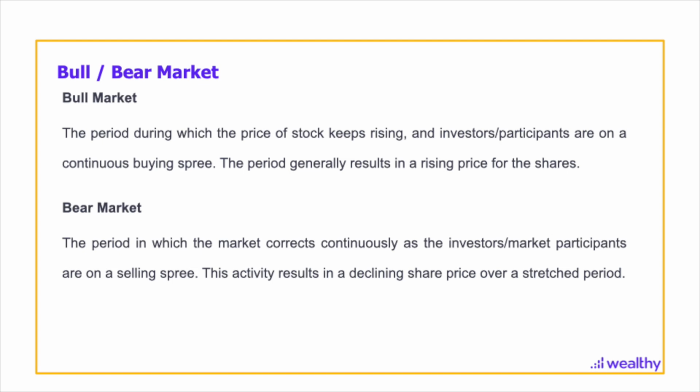Bull and bear market. Lastly, let's briefly talk about bull and bear markets. In a bull market, stock prices are rising, and investors are eager to buy, hoping to profit from the upward trend. Conversely, a bear market is when prices are falling and investors are selling off, leading to a prolonged period of market decline.